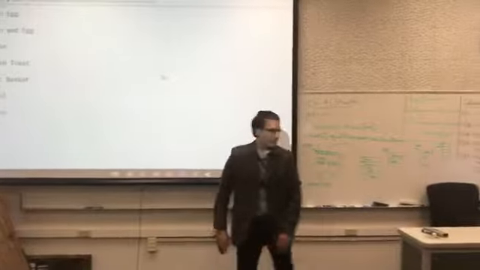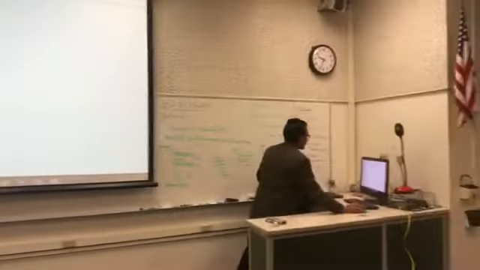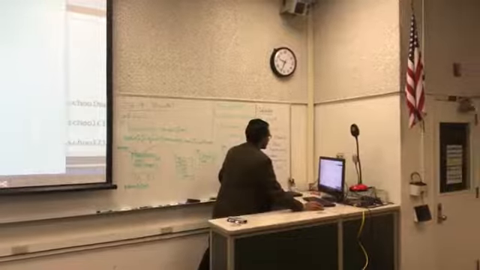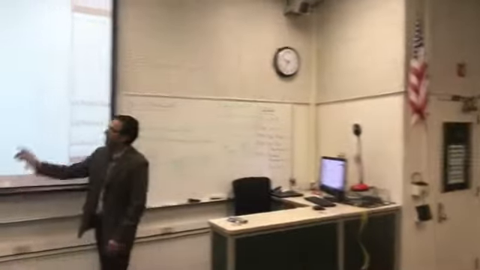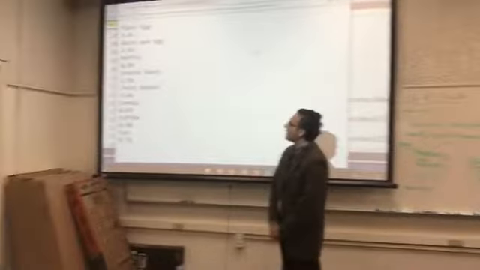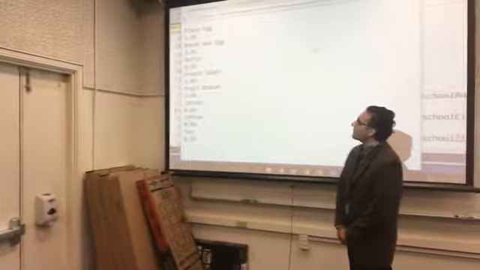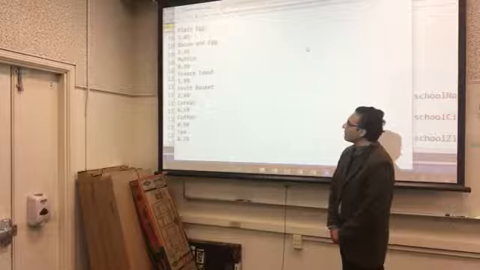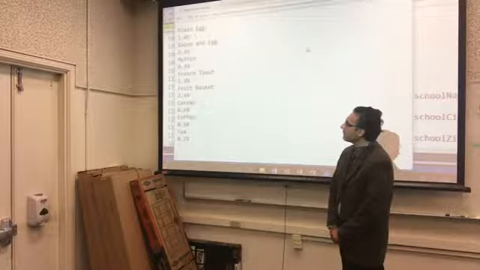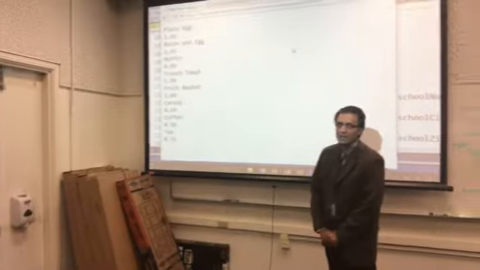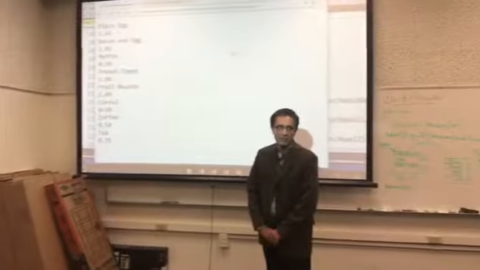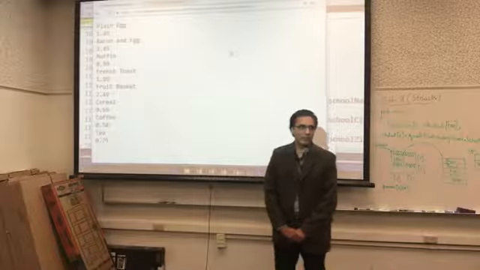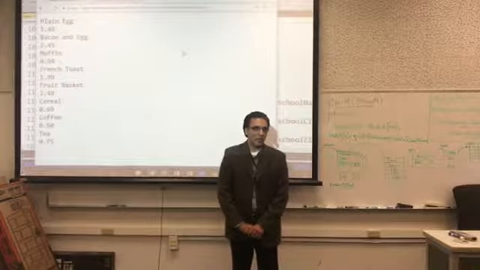Notice that, let me see if I can move this one a little bit here. Notice that the way I have the data file, I have the name of the item separately and the cost or price separately. What if you want to put the name of the item and the cost in one line? Can you do that? It's doable, but it's challenging.